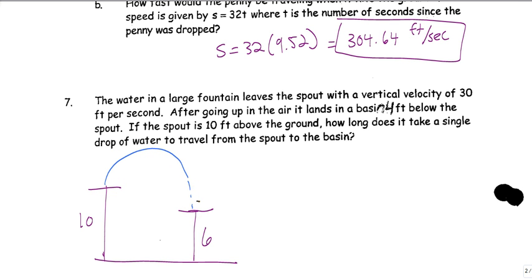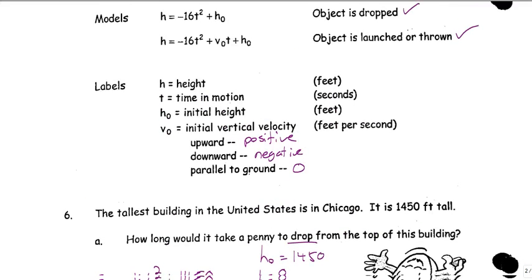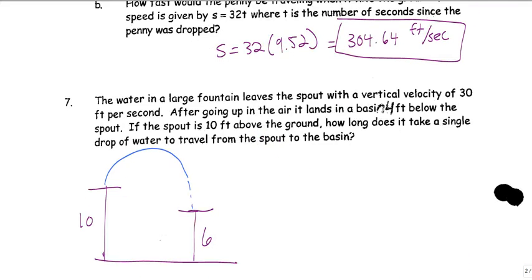Okay? So let's think about this. We're doing the tossing, throwing equation. So if we look back up here, negative 16t squared plus V0t plus H0. So my final height, though, is not 0 in this case. So H is equal to 6, H0 is equal to 10, V0 is equal to 30. So I'm going to plug in all my numbers. 6 is equal to negative 16t squared plus 30t plus 10.